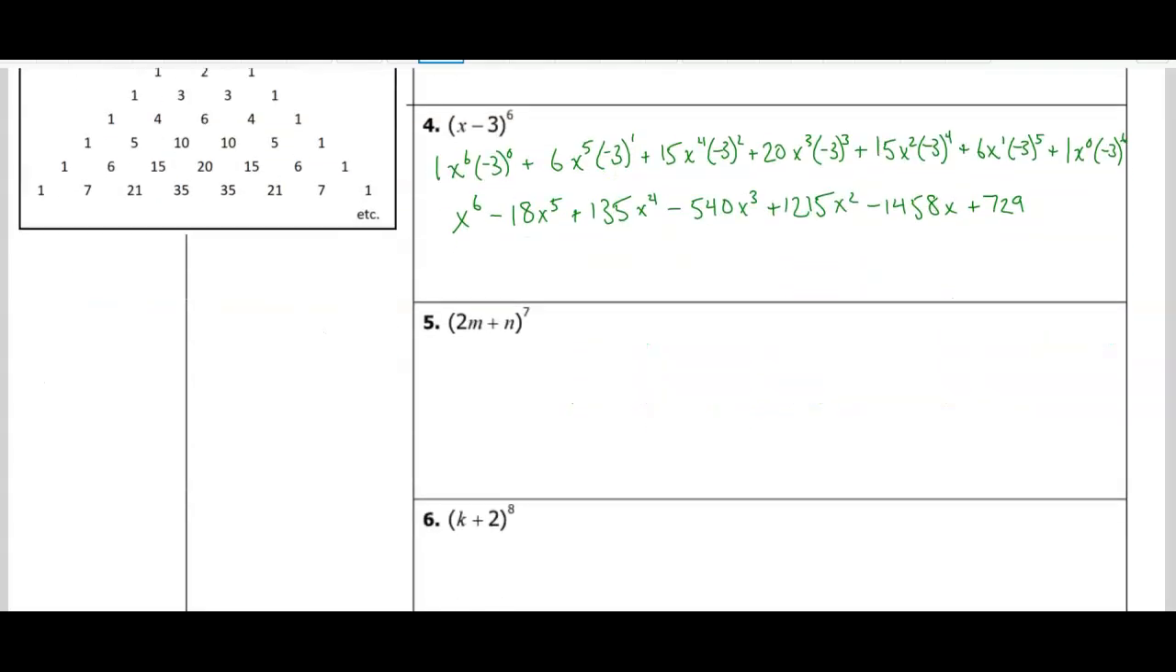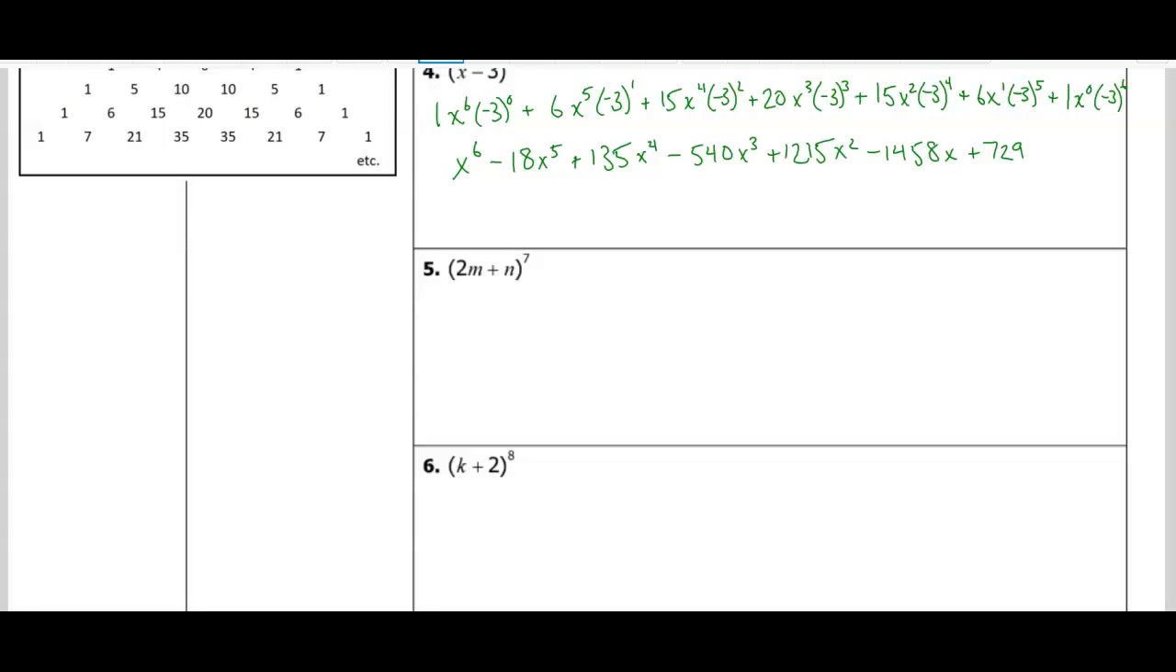All right, let's look at another one, number 5. So I'm in the 7th row, and let's see what I get. So I'm going to start with a 1. The 2m will go to the 7th power, and the n will go to the 0 power, because it needs to add up to 7. And again, I'm putting this in parentheses because all of this needs to get the 7th power. All right, don't take any shortcuts, not on the first line.